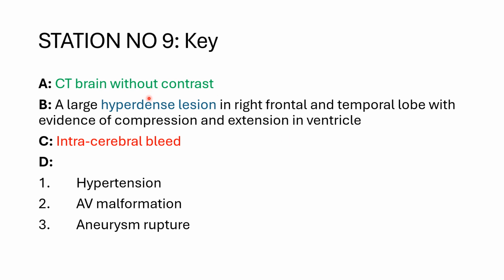This is CT brain without contrast, and we have a white lesion in CT scan. When there is a white lesion in brain on CT scan and the surrounding area is dark, means that white lesion is hyperdense. So a large hyperdense lesion in right frontal and basically in temporal lobe with evidence of compression and extension into the ventricles. So this hyperdense lesion is basically intracerebral hemorrhage.